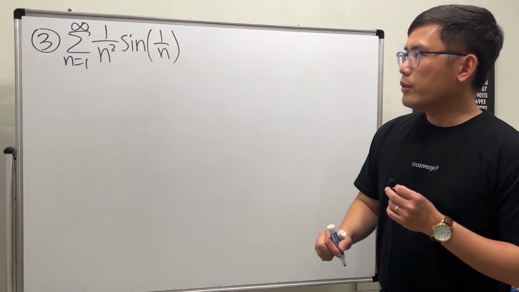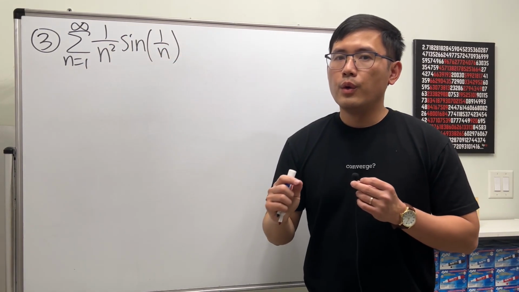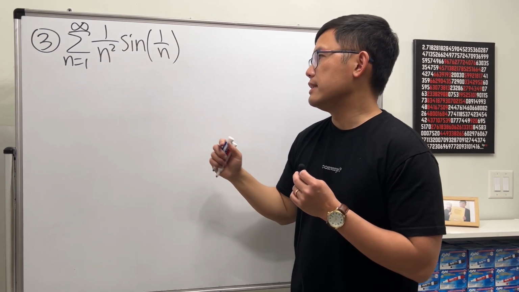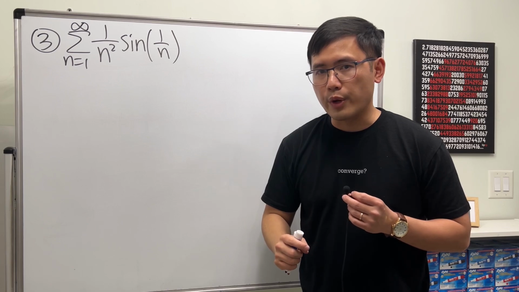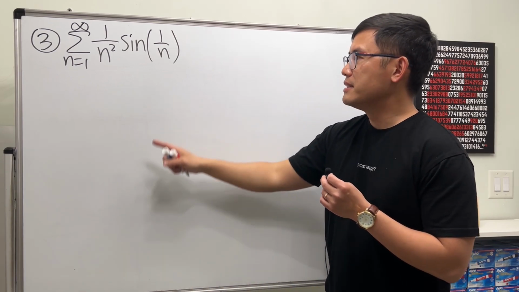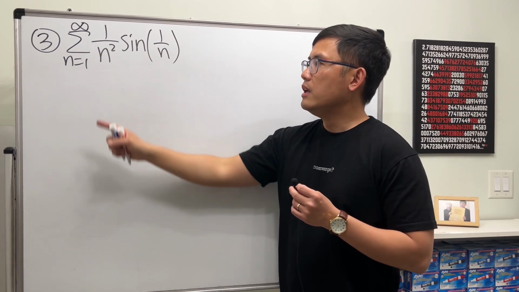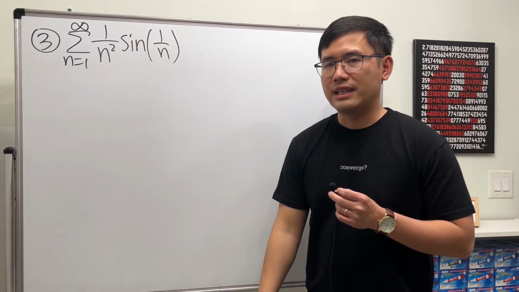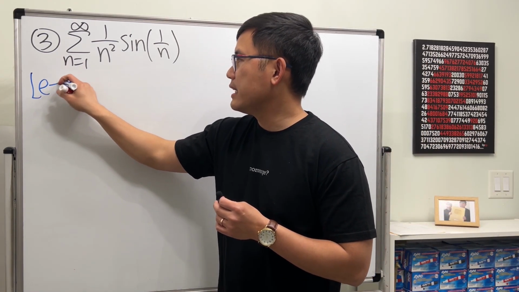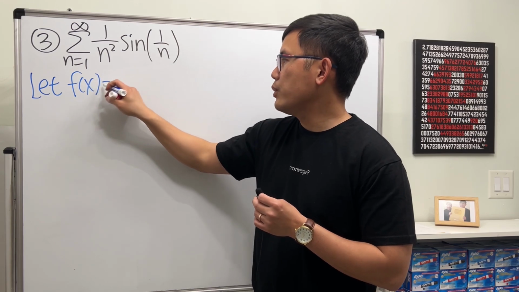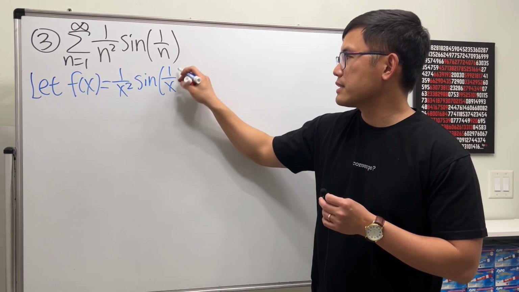That's it. Now number 3, series of 1 over n squared times sine of 1 over n. Well, if we look at all the n's as x's, 1 over x squared times sine of 1 over x, can we integrate that? Yes, because the derivative of 1 over x is -1 over x squared, and we have the 1 over x squared at the front that can cancel. So integral test is the way to go, and I will start off by saying let our function be equal to 1 over x squared times sine of 1 over x.